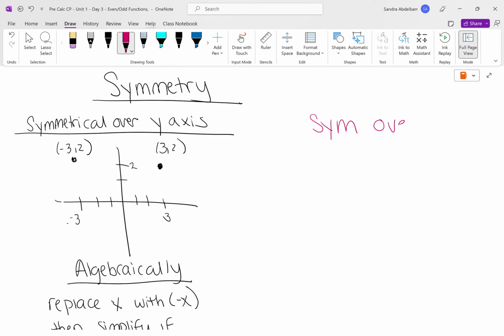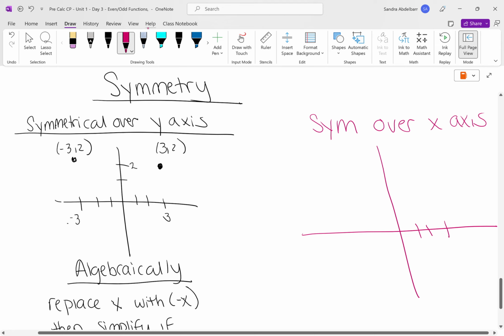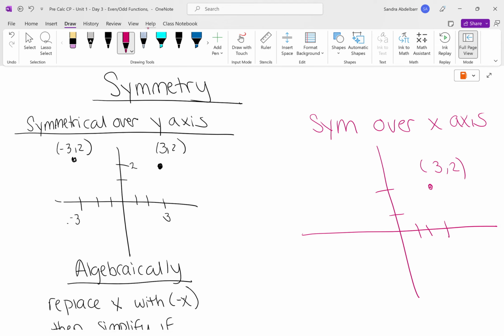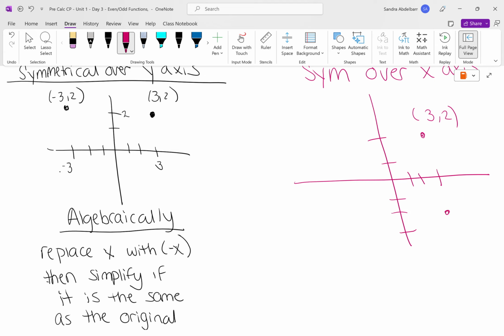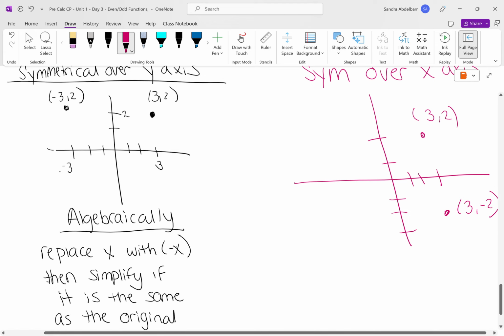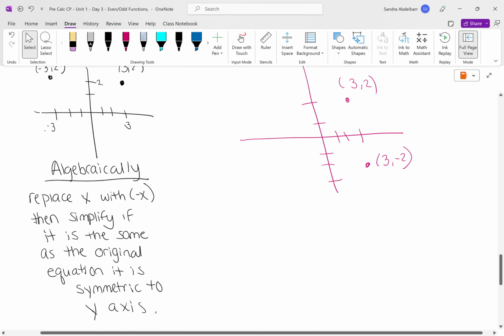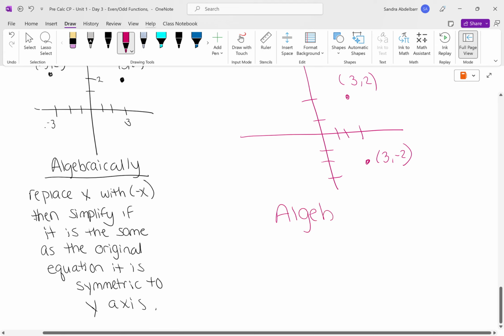Okay, let's talk about symmetry over the x-axis. So I'm going to use the same point, 3, 2. But this time, I'm folding it over the x-axis. If I'm folding it over the x-axis, creating a mirror image on the other side, wouldn't my point be down here? So my point would be right over here, which is 3, negative 2. What did we do? This time we kept the x the same, and what did we change to the opposite? Charles, right? Y. Yeah. We changed the y.